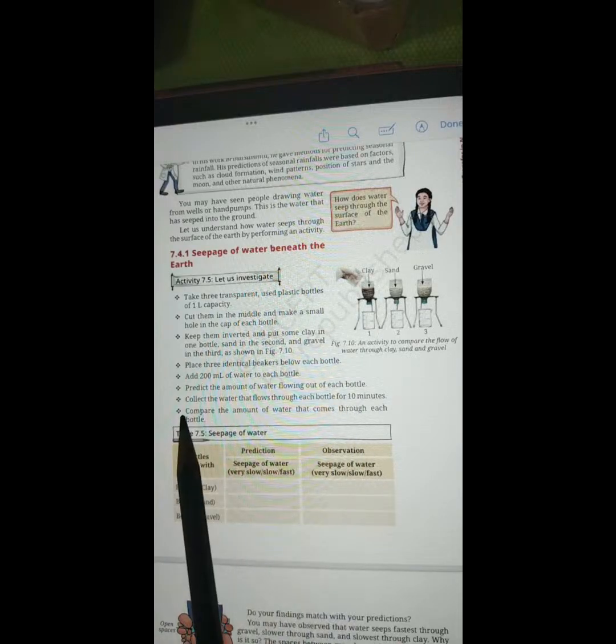Predict the amount of water flowing out of each bottle. Collect the water that flows through each bottle for 10 minutes. Compare the amount of water that comes through each bottle. Table 7.5: Seepage of water.